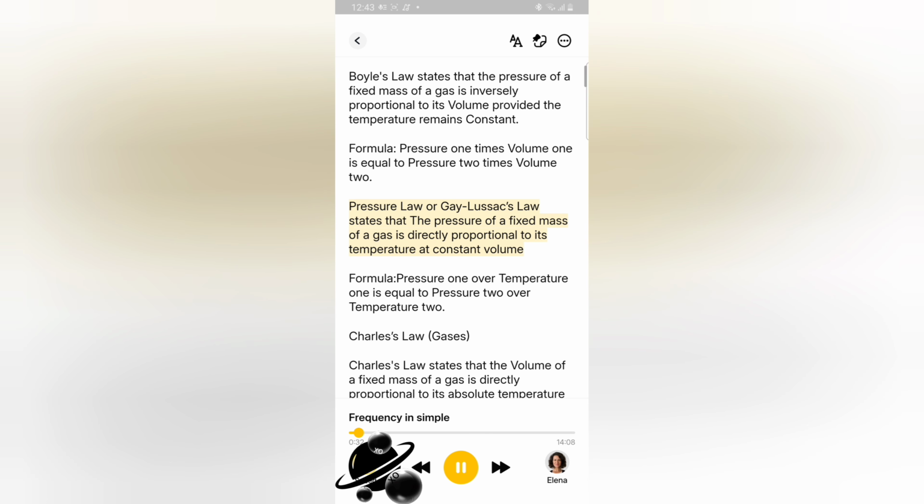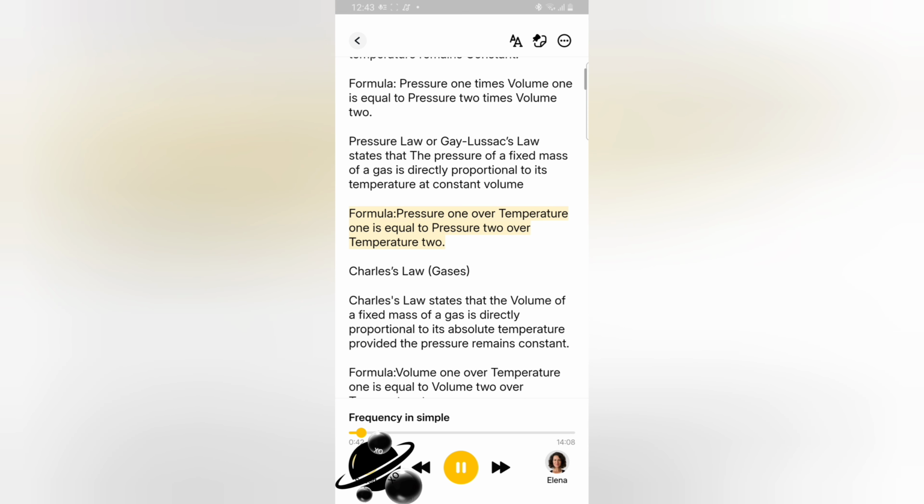Pressure law, or Gay-Lussac's law, states that the pressure of a fixed mass of a gas is directly proportional to its temperature at constant volume. Formula: pressure 1 over temperature 1 is equal to pressure 2 over temperature 2.